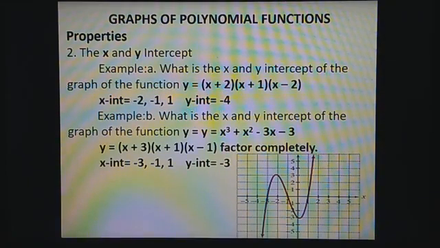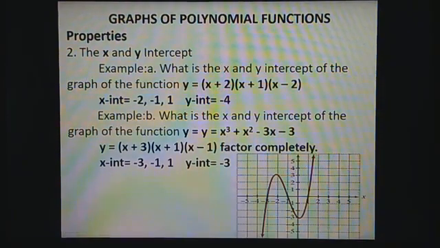Balikan ko pala yung y-intercept. Kapag nakasulat naman ng standard form yung ating polynomial function, yung y-intercept natin ay laging yung constant term, negative 3. Kasi replacing all variables by 0, it will result to negative 3. And that is your y-intercept. Let's proceed to the next.